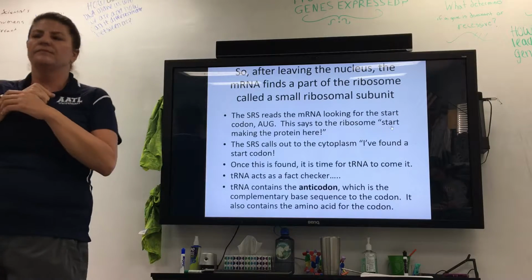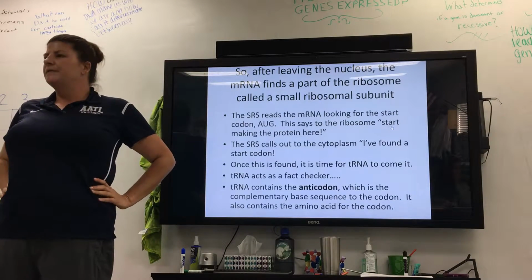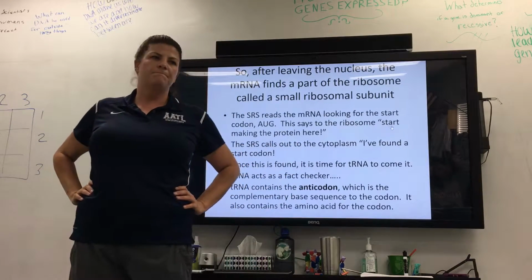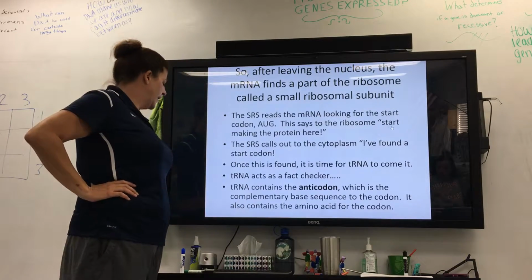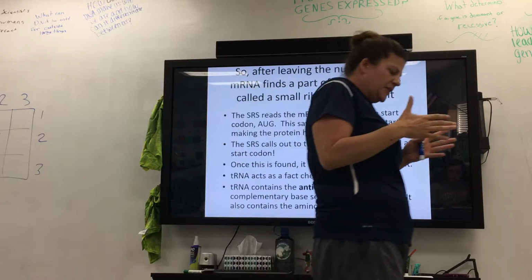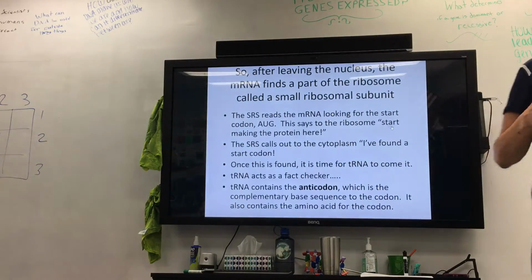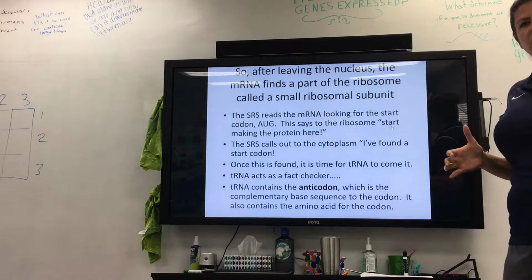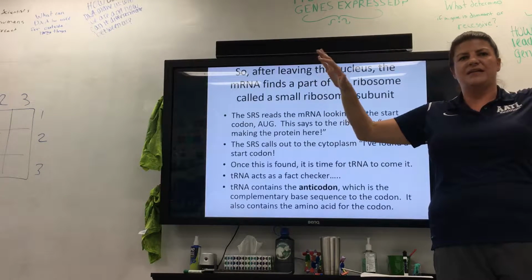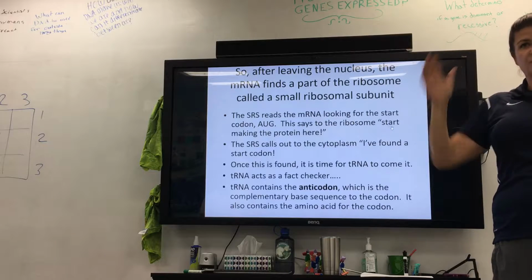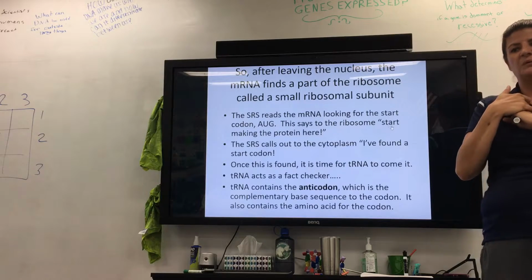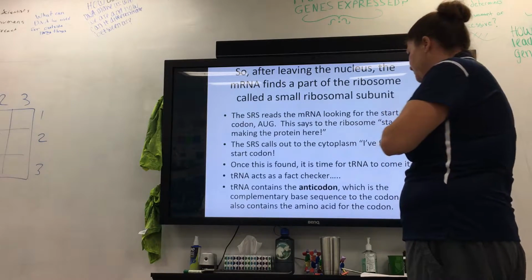It's a safety net. So the first part tells where to make the protein. Stay here in the cytosol or go to the rough ER, right? Okay, so the small ribosomal subunit reads it until it finds AUG. Once it finds AUG, it knows I am ready to start making a protein. I need my amino acids. It's going to send a chemical message out to the cytoplasm that says, I have found start. I need the amino acid for start, which is methionine. Okay?